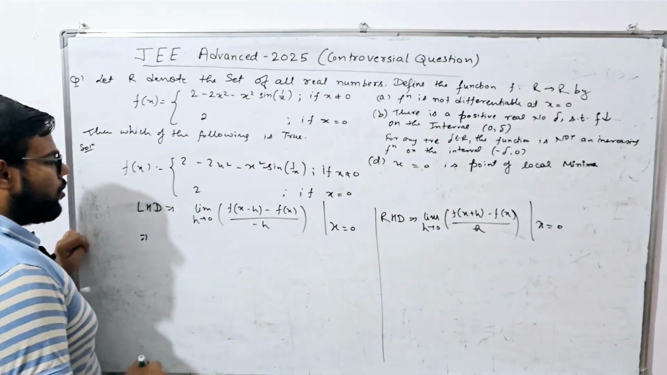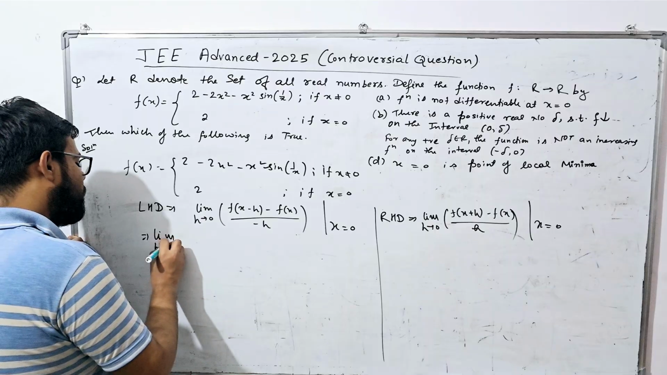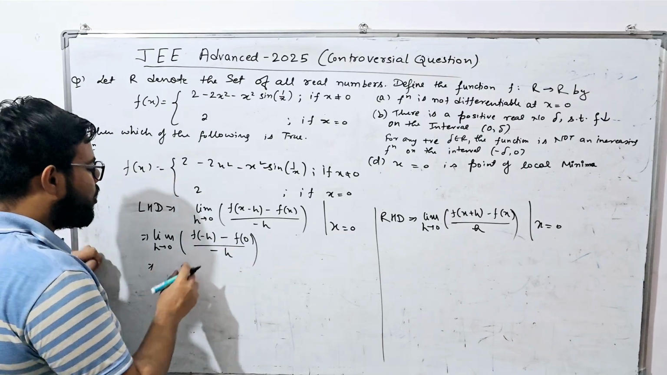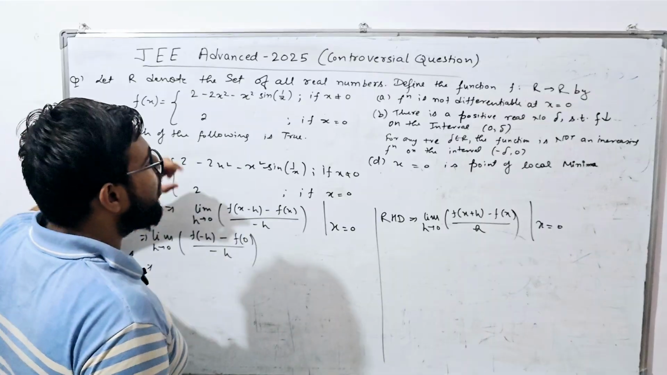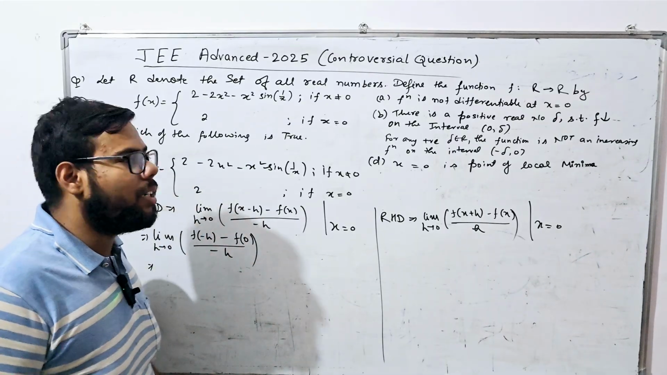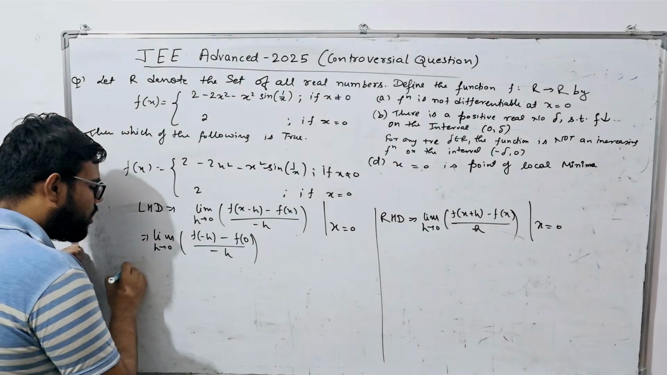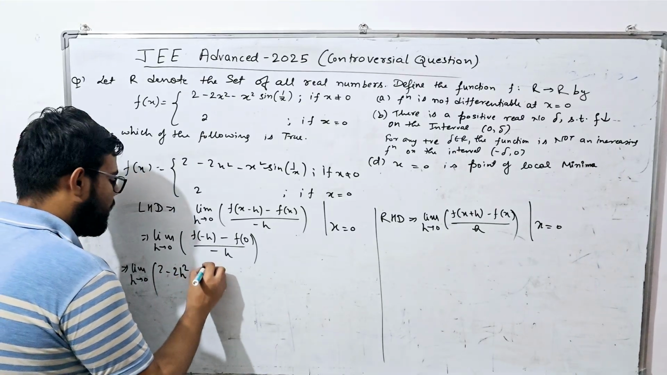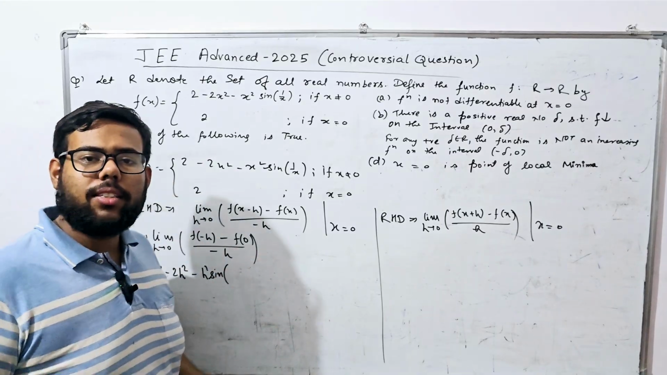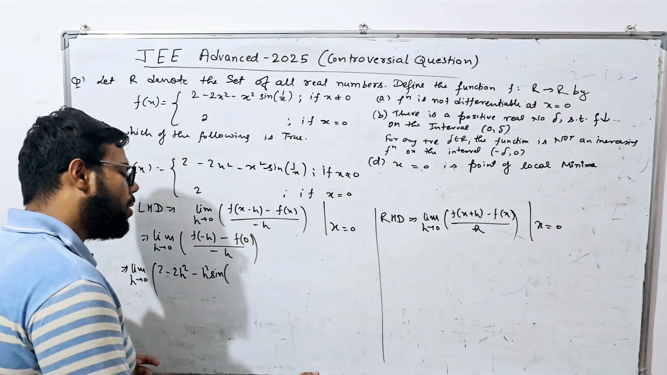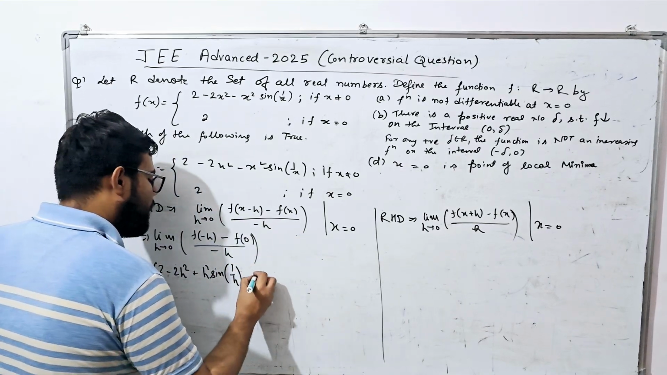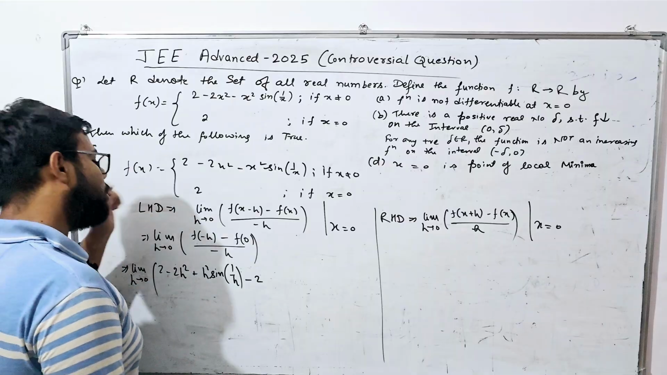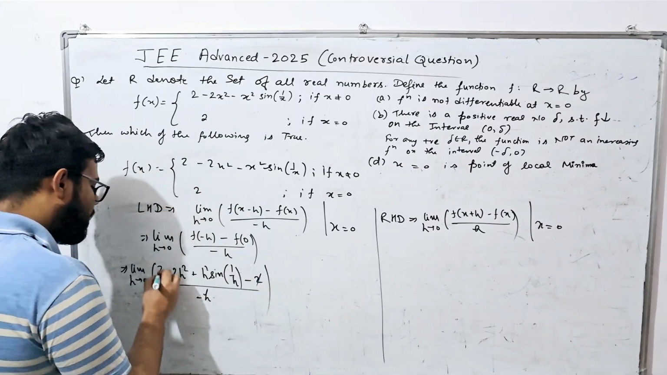At x equal to 0, this expression becomes the limit as h tends to 0 of [f(-h) - f(0)] / (-h). What is the value of f at -h? It is approaching 0 but has not become 0 yet, so the function takes this value. So this is equal to the limit as h tends to 0 of [2 - 2h² - h² sin(-1/h) - 2] / (-h). Since sin(-θ) equals -sin θ, we can bring the negative sign out, so it becomes plus sin(1/h). And f(0) is equal to 2, since we are given that the function value at 0 is 2. Divided by -h, correct? This and this get cancelled.